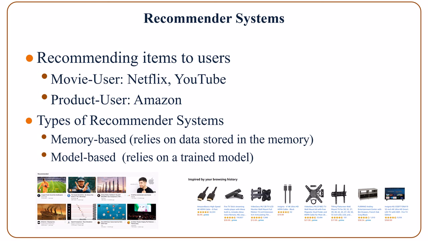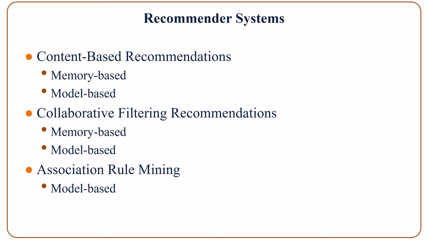Similarly, on Amazon, when you log in to the system and buy a product, each time you log in, it recommends products based on the products that you bought before. There are two types of recommender systems, memory-based and model-based. The first approach relies on data stored in the memory. In the second approach, a model is used. We will talk about content-based recommender systems, collaborative filtering recommender systems, and association rule mining.